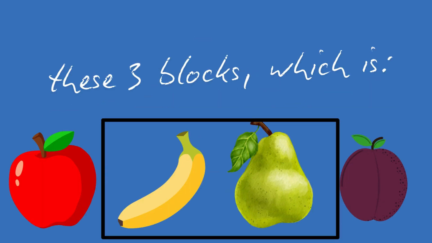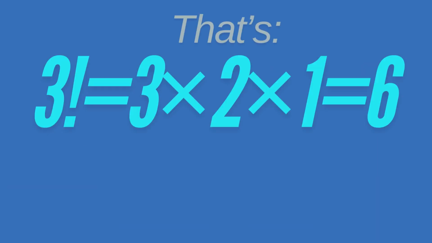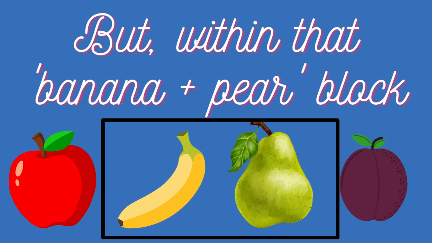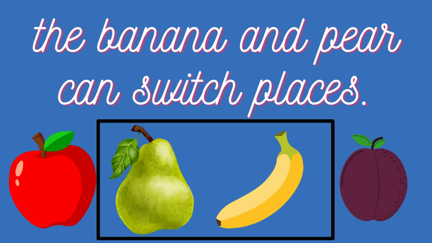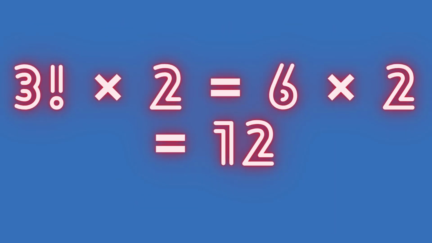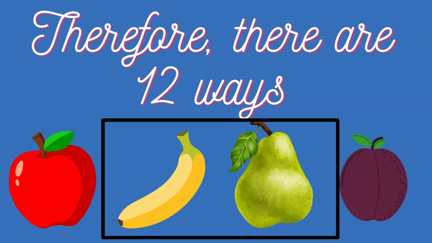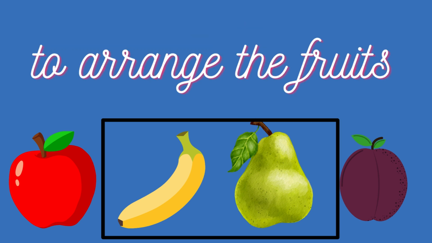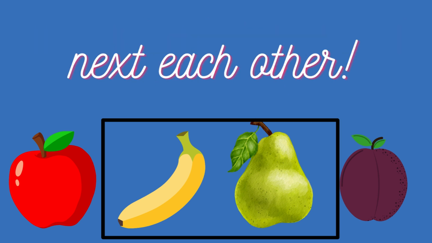So, there are 3 factorial ways to arrange these 3 blocks, which is 3 factorial equals 3 times 2 times 1 equals 6. But within that banana plus pear block, the banana and pear can switch places. So, there are 2 ways to arrange them within the block. 3 factorial times 2 is equal to 6 times 2 is equal to 12. Therefore, there are 12 ways to arrange the fruits where the banana and pear are next to each other.